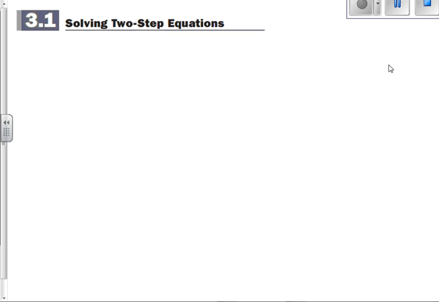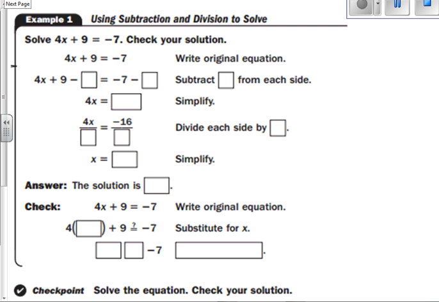There are no vocabulary words, so we're just going to jump right into it and get our feet wet. We're looking at example 1. Our problem is 4x plus 9 is equal to negative 7.